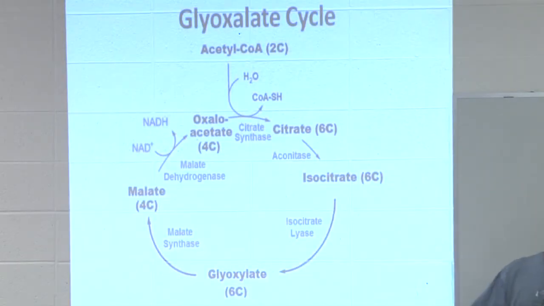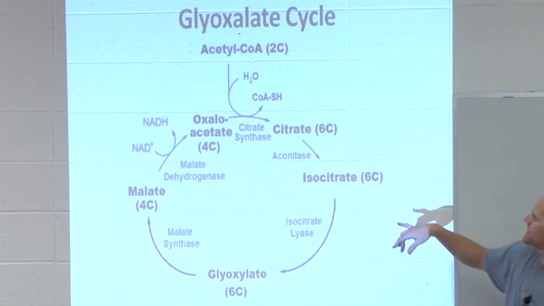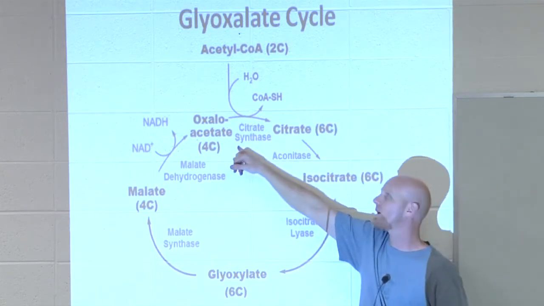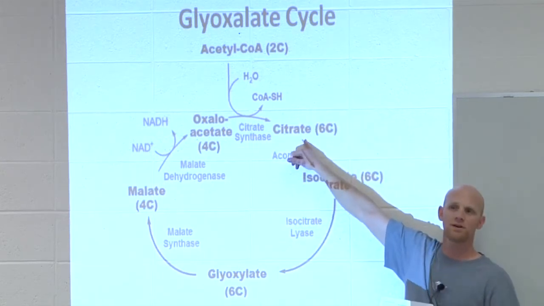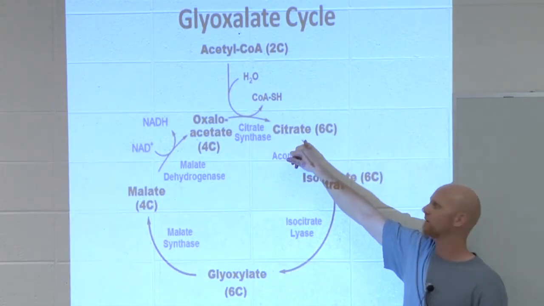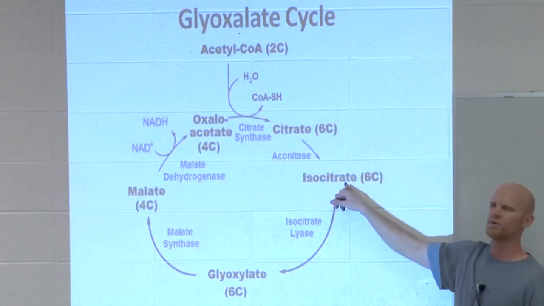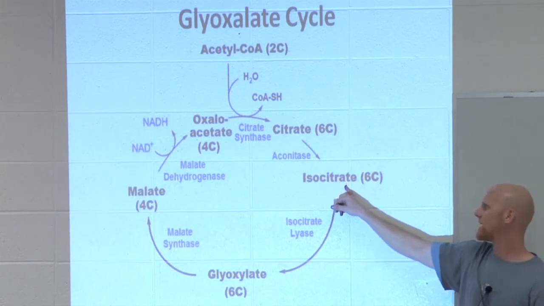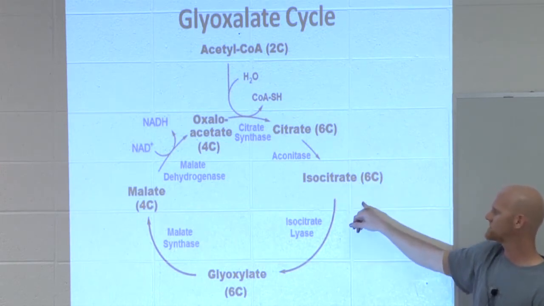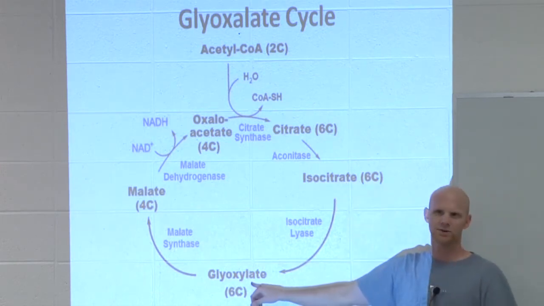Glyoxylate cycle. I don't want to spend too much time on this. So if you look, acetyl-CoA combines with oxaloacetate to make citrate. Where have we seen that before? Citric acid cycle. And then the citrate turns into isocitrate. Wow, where have I seen that before? Citric acid cycle. And then isocitrate doesn't turn into alpha-ketoglutarate.